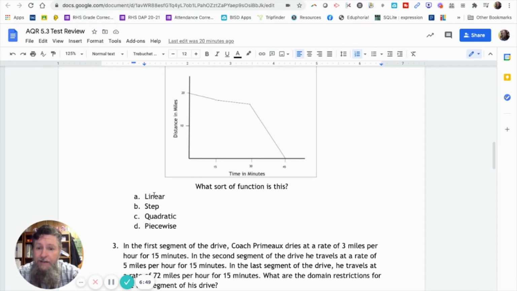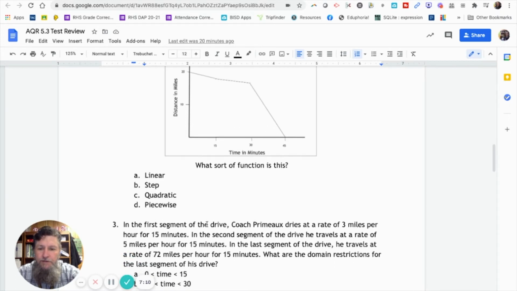It's not a linear function because a linear function would be directly from this point 0, 20 to this point 45, 0. Actually, it is a piecewise function. It's obviously not a quadratic. There's no x squared in there. There's no curve to it. It's a series of connected linear functions, which makes it a piecewise function. So D is your answer.